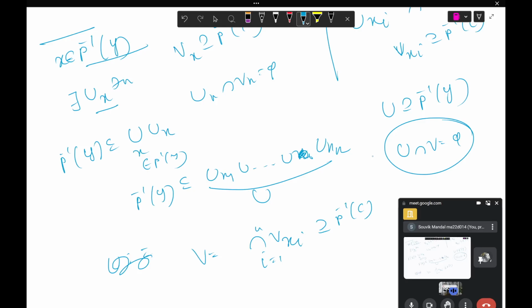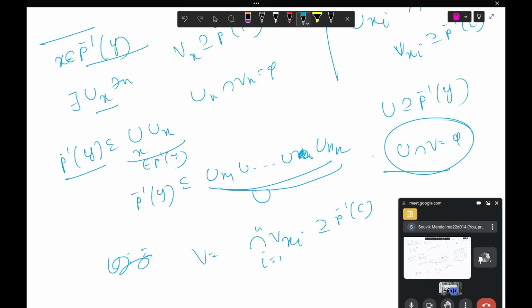So the compactness has been used with the following: P inverse Y is a subset of an arbitrary union, so P inverse Y is a finite union. Corresponding to each U_xi we have a finite number of V_xi, and in each U_xi we take the union which covers P inverse Y. Since each V_xi contains P inverse C, we take the intersection of the V_xi which contains P inverse C, and then each U_x intersection V_x is empty. So by this construction, U intersection V is equal to empty.